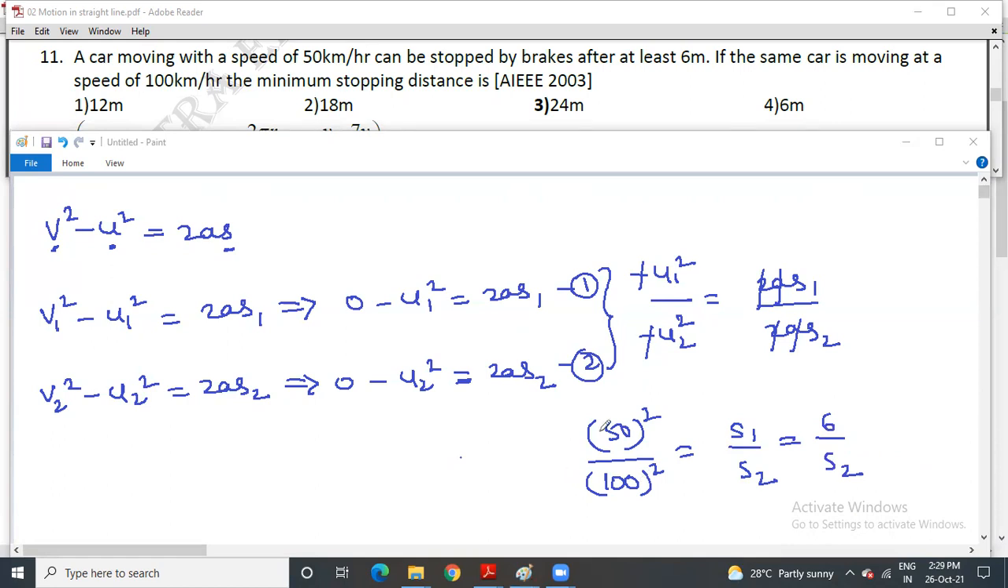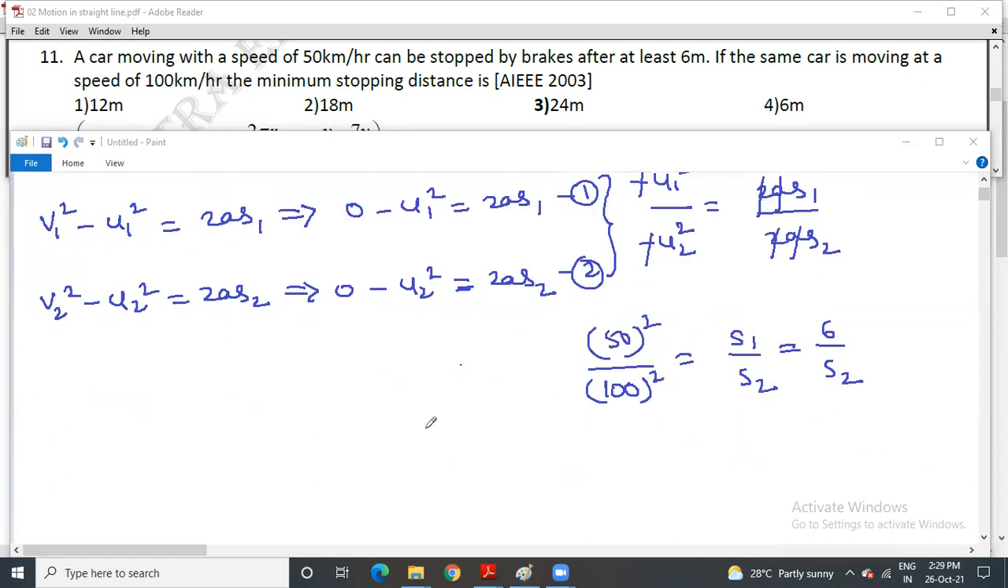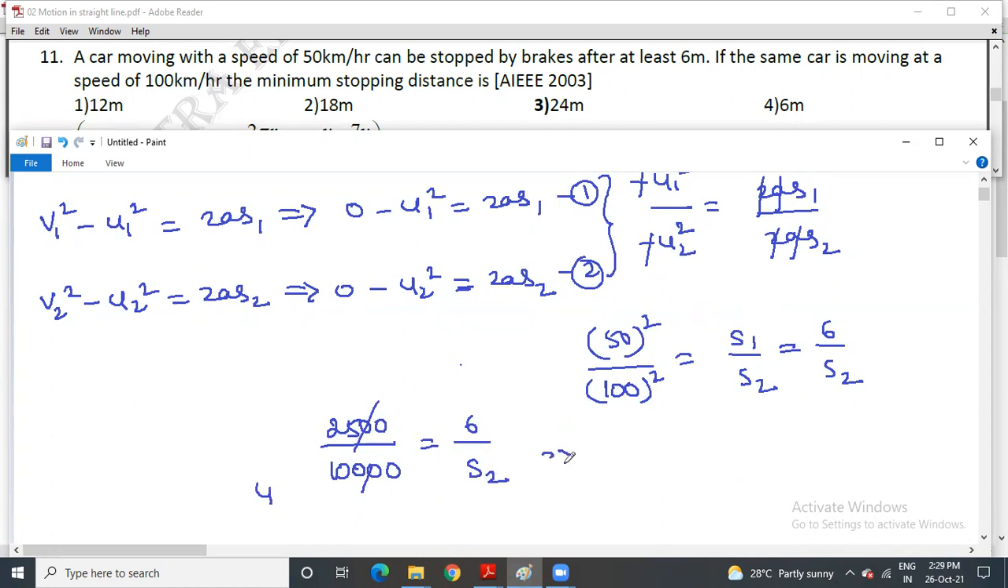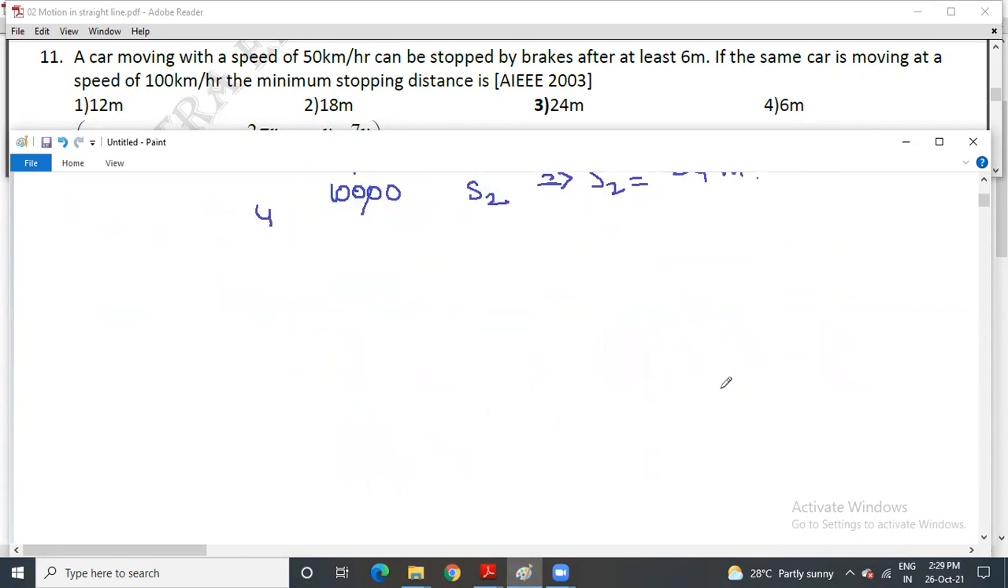Okay, let us proceed. 50 square means 2500, 100 square means 10,000, is equal to 6 by s2. So this is 4 times. s2 is equal to 24 meters. But in general we think that if you double the speed, it is enough to maintain double the safe distance, but it is not correct. I'll explain.